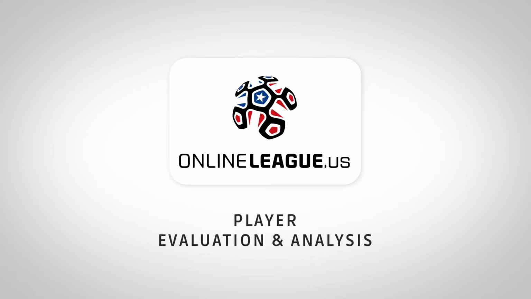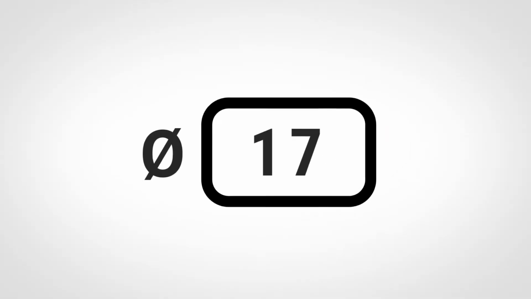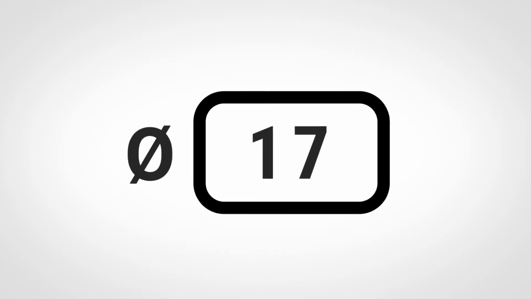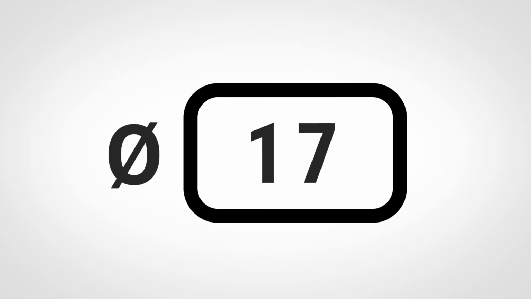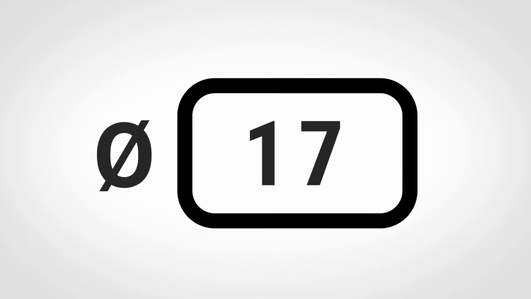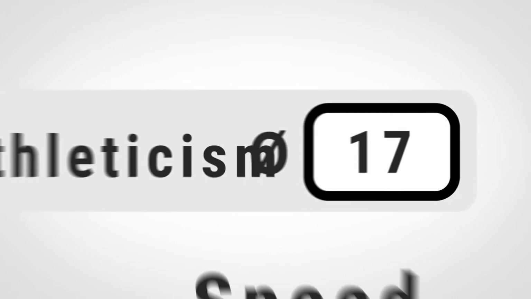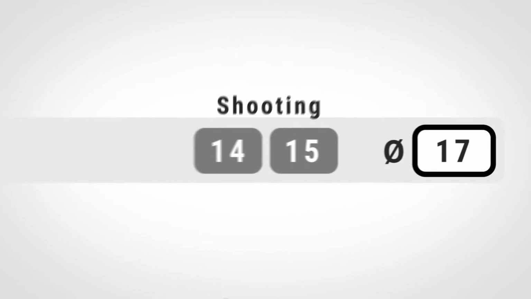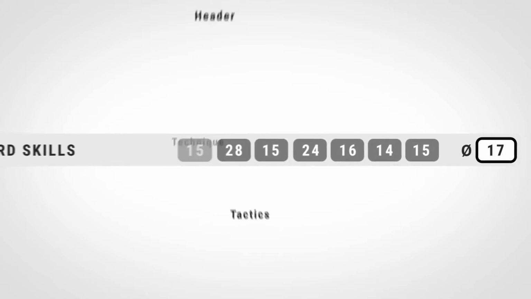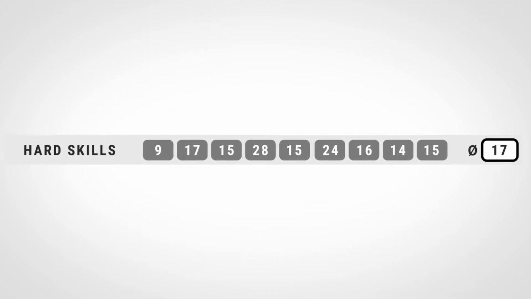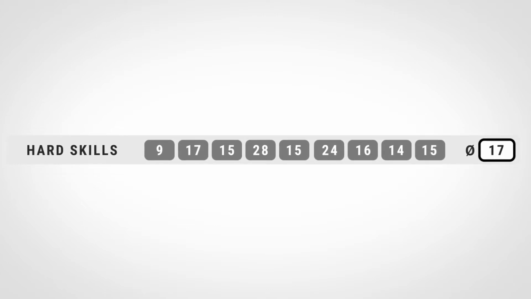Player evaluation and analysis. Every player has an average value, which at first glance gives a very rough overview of his performance. This is an average of all so-called hard skills of the player. In other words, the measurable values such as speed, shooting technique and stamina. All factors are given on a scale from 1 to 100. As in real football, there are many more factors that are relevant when evaluating a football player.